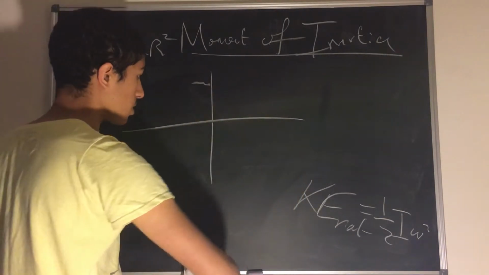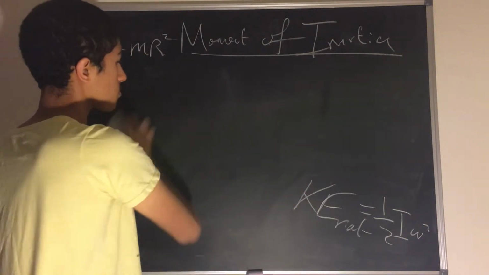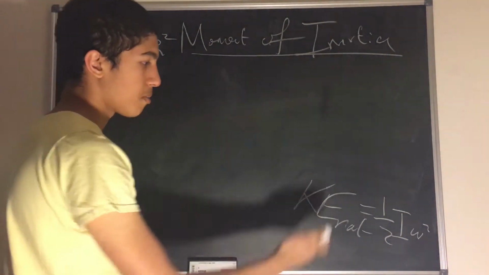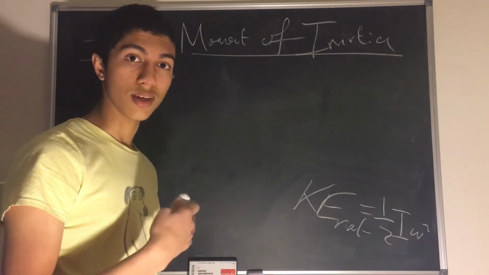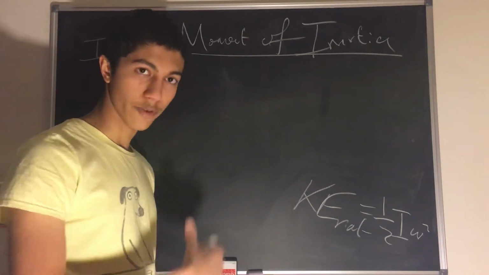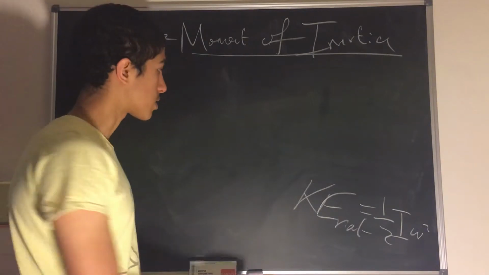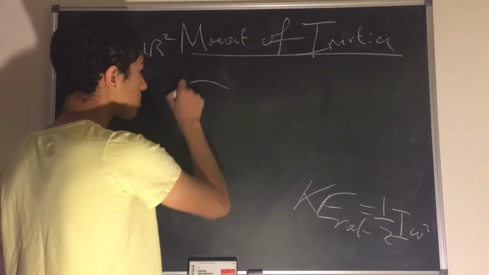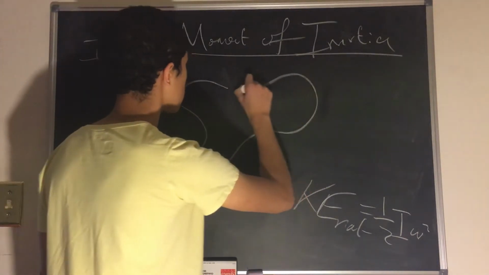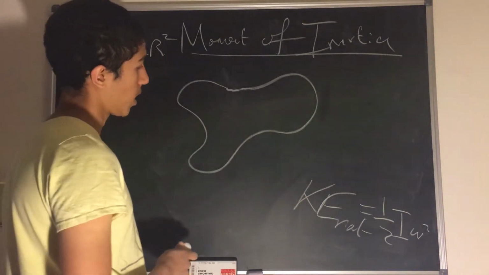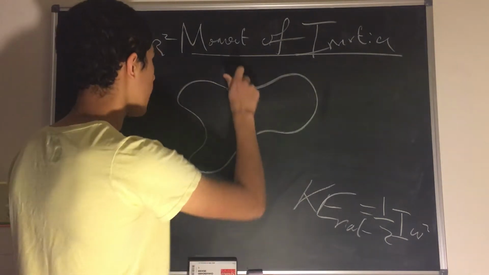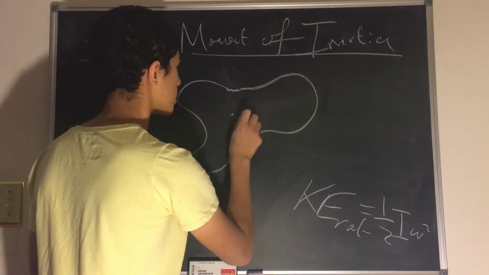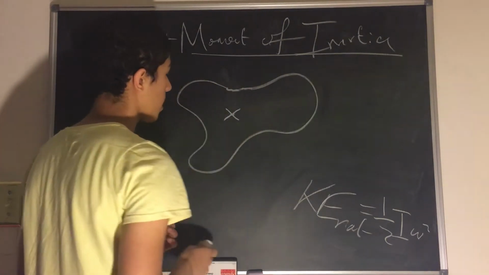A useful thing to note here is that the moment of inertia I is purely dependent on the shape, the size, and the configuration of the rigid body in question. So let's draw a two-dimensional rigid body, and let's have an axis going through the center of mass. Let's have that right here.